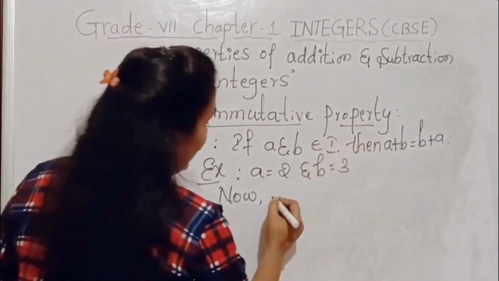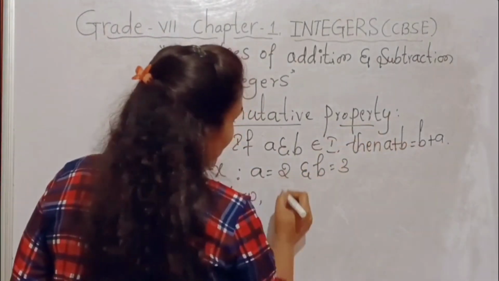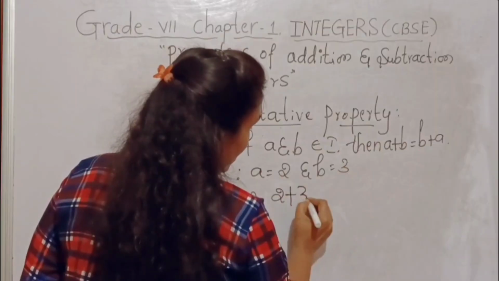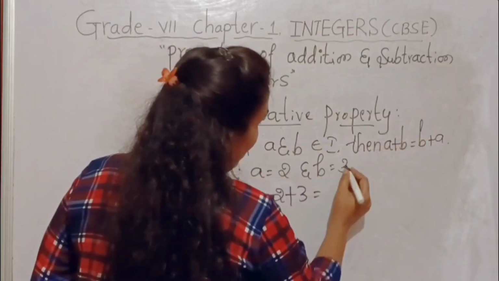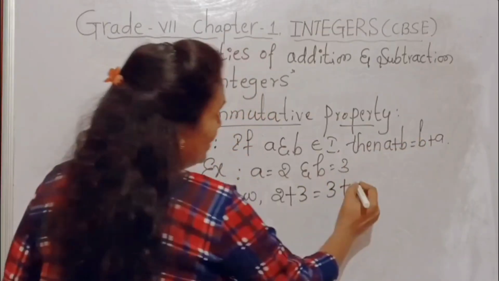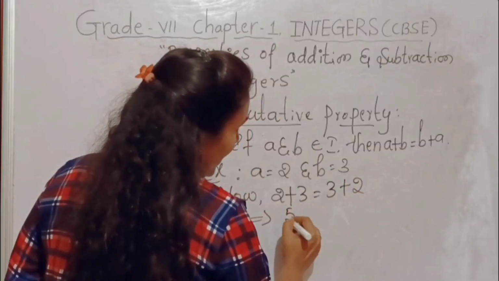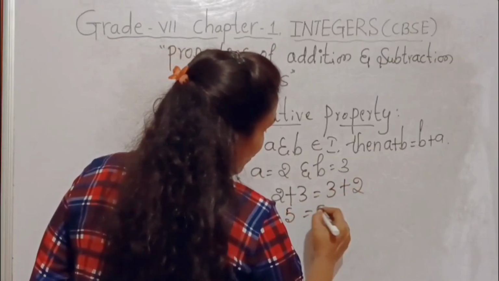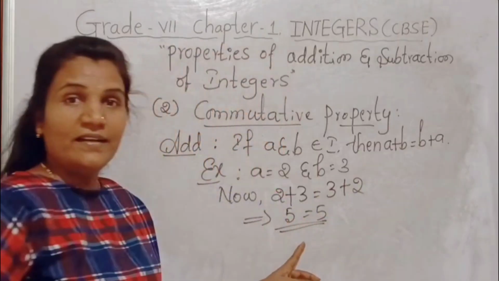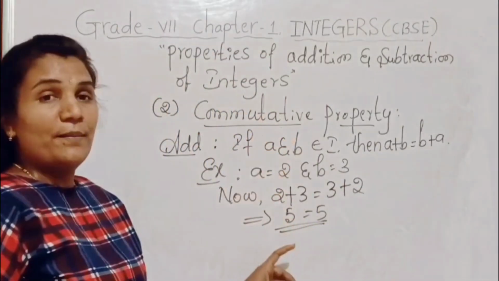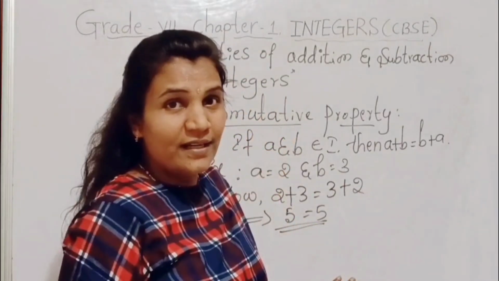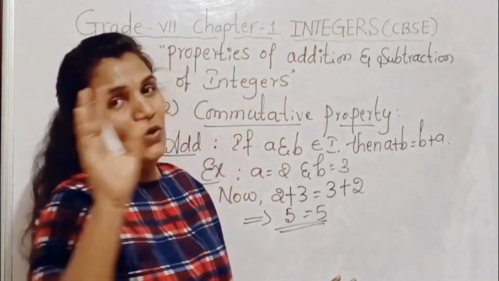Clear? Yes. Now take A plus B. A means 2 plus B means 3, which is equal to B plus A. B means 3 plus A means 2, which implies 2 plus 3, 5, is equal to 3 plus 2, 5. See here, it holds good. The commutative property under addition of integers holds good.